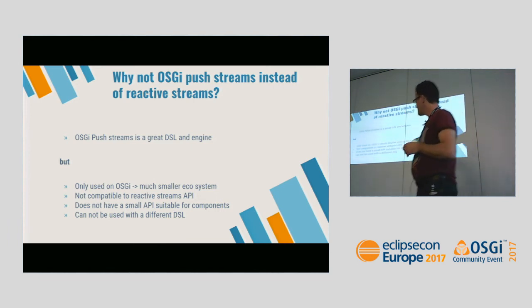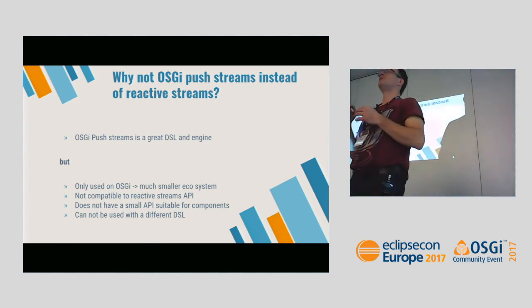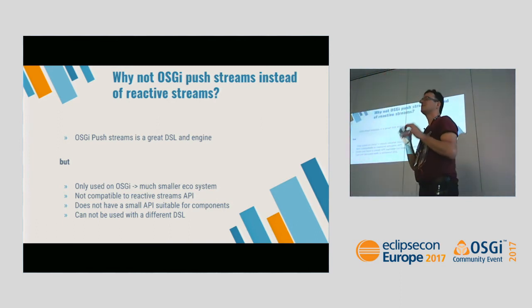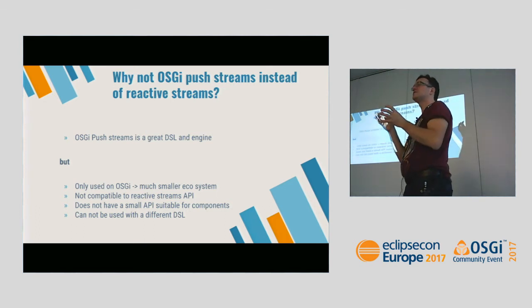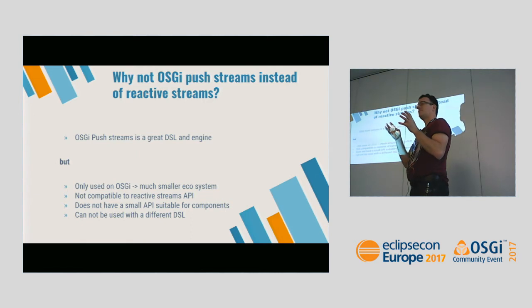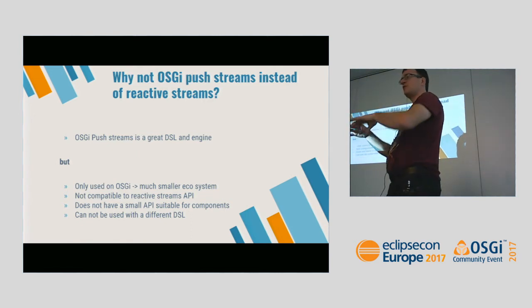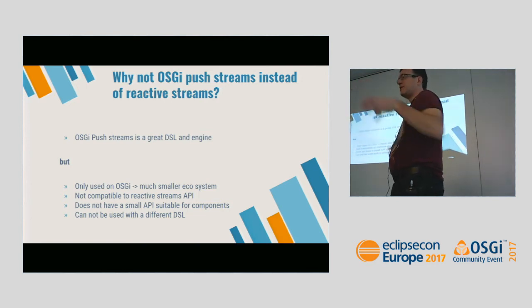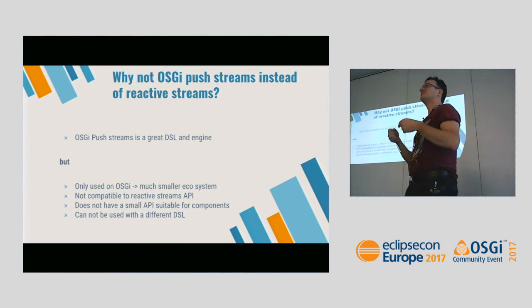And one other thing is, it does not have a real API for components. So the nice thing in reactive streams, I think, is that it's just these few classes, few interfaces, that are the core of it, and that, for example, my little framework, reactive components, can build upon, Jetty can build upon, all the other implementations can build upon without making themselves dependent on the DSL.